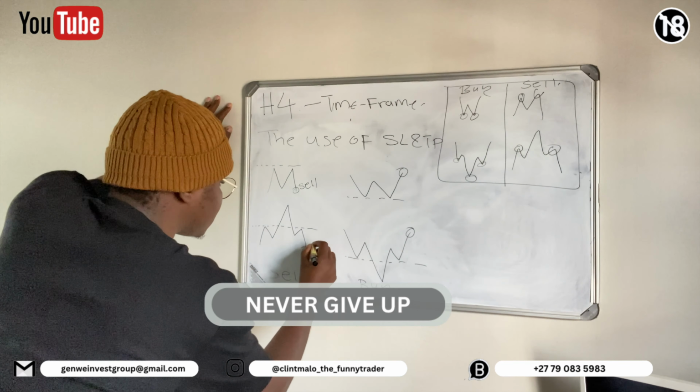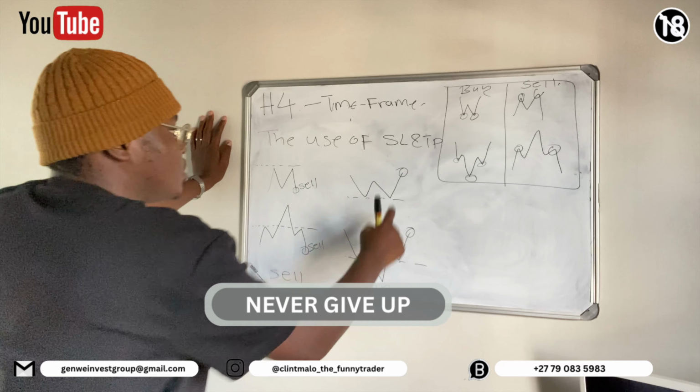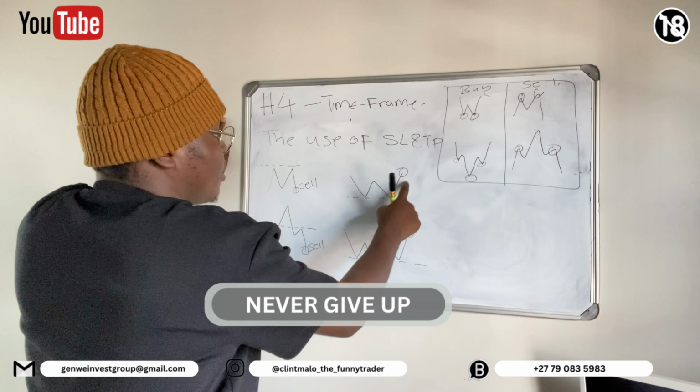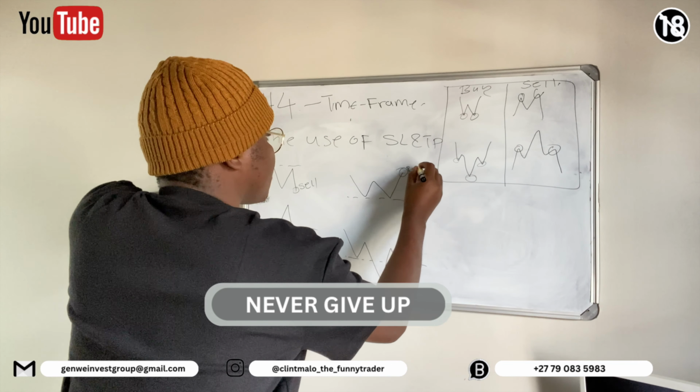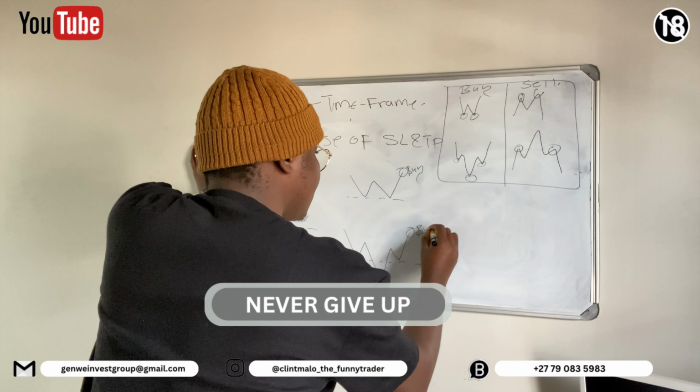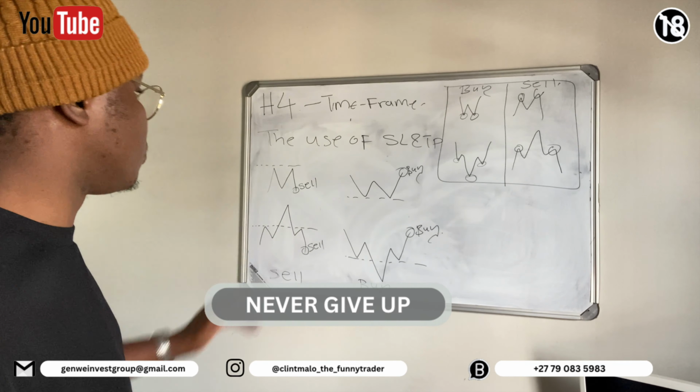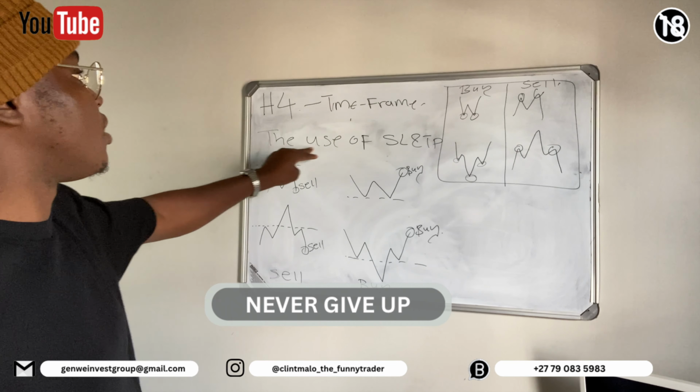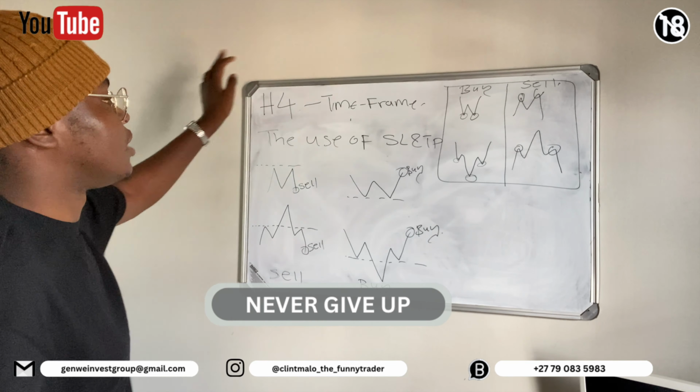What are you doing here? You sell, correct. What are you doing here? Here, you buy. Correct. And here, you buy. Correct. Now, when you do these things, you must be able to identify your stop loss and your take profit.